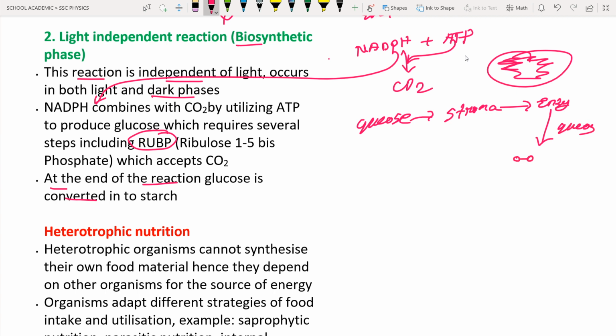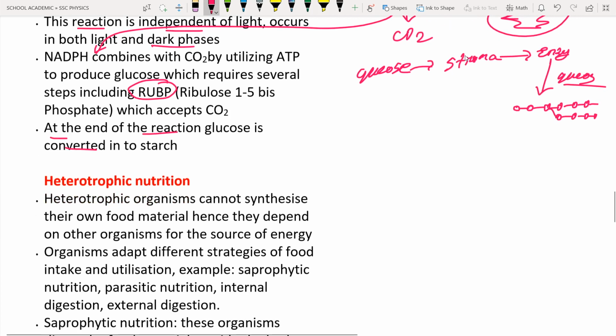How does the starch look? The bonded form of the glucose molecules is known as starch. This is just a rough diagram of the starch. So this is the formation of starch from the glucose molecules at the end of the light independent reaction, and we have completed the mechanism of photosynthesis.